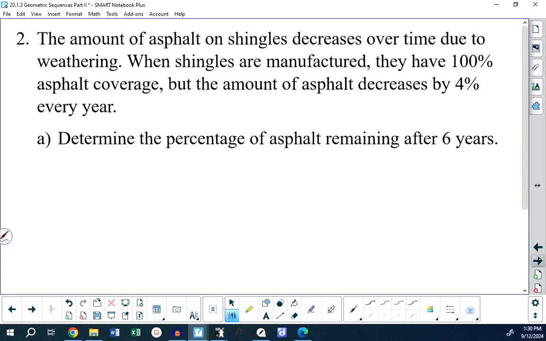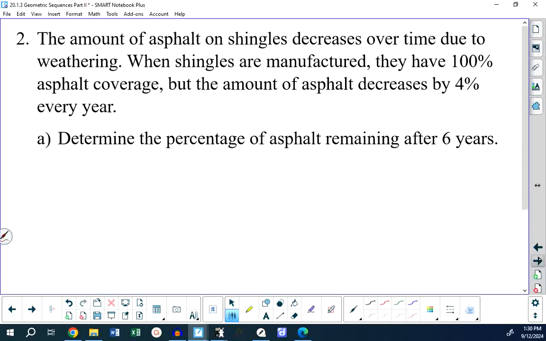So it turns out that when shingles are manufactured, we say they have 100% asphalt coverage. They're brand new. It's not like you bought some used shingles from somebody. They come from the factory. They have that maximum amount, which we call 100% coverage. But it turns out that they decrease by 4% every year. Now, there's something we're going to learn in this first example that is crucial for Math 30-1. So determine the percentage of asphalt remaining after 6 years.